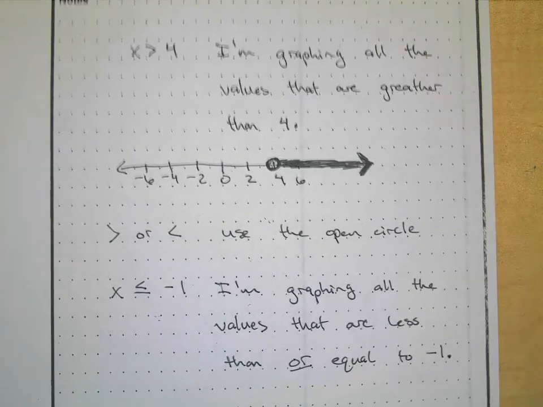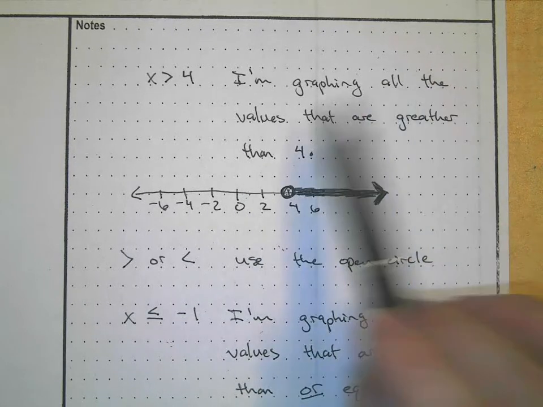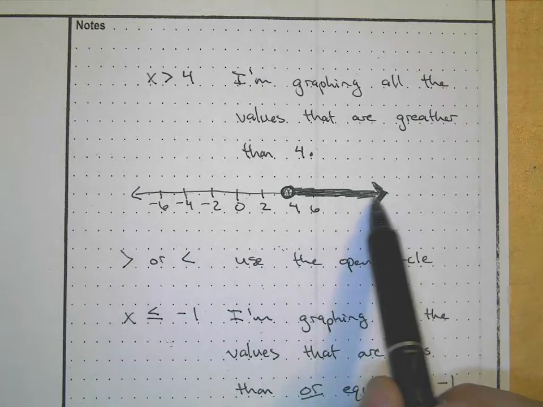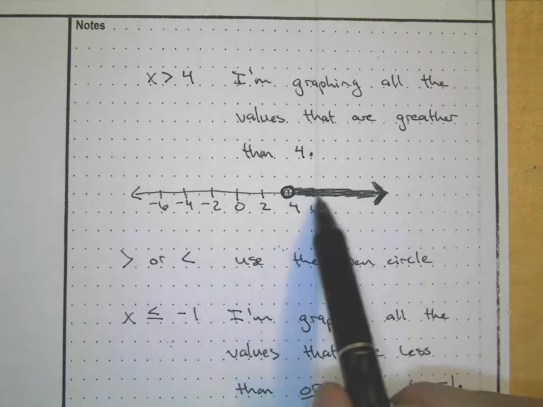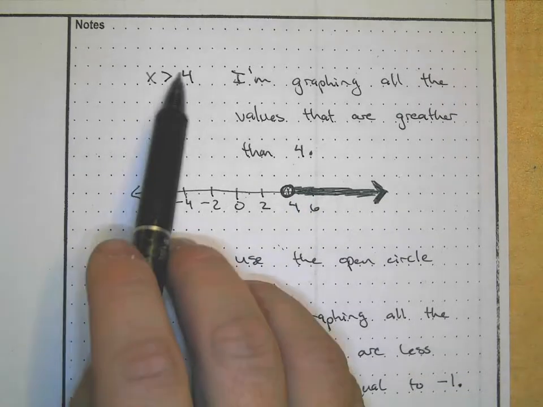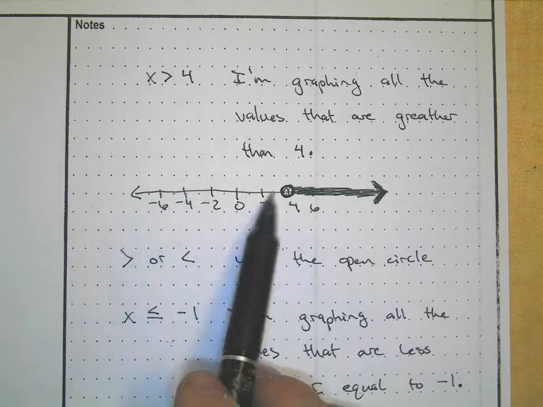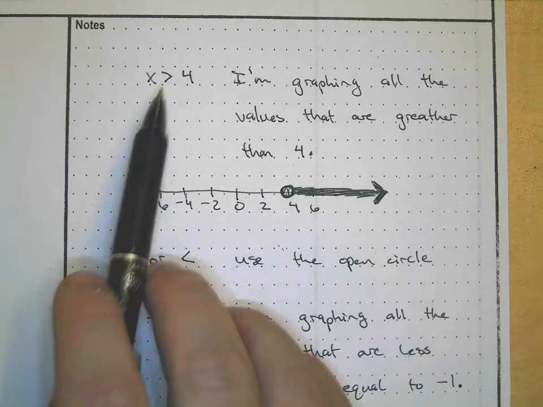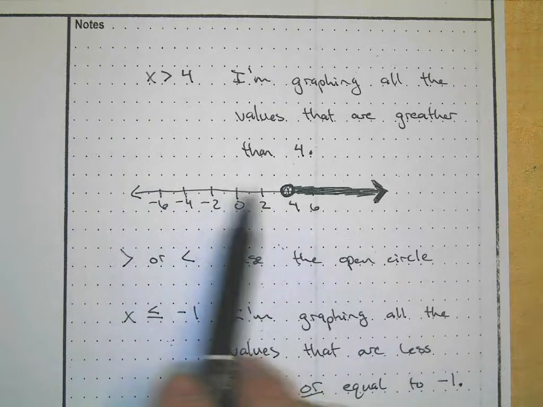So what I'm really trying to get at by writing the sentence is, let's go back to our first sentence. I'm graphing all the values that are greater than 4. So this shaded region represents any value I can choose from. So we could choose 6. It's in my shaded region. So is 6 greater than 4? Yes, 6 is greater than 4. So that's why this is true. And if I pick a value on the other side where I'm not shaded, is 0 greater than 4? No, it's not. So that's why I'm not shading this side.